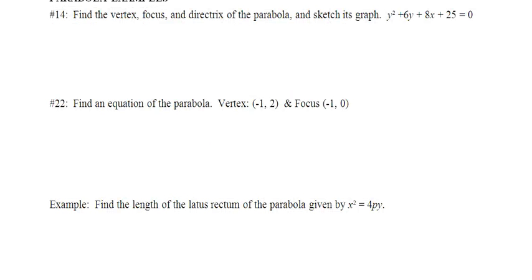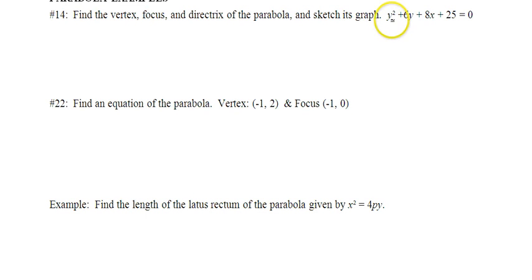The first one here is number 14 out of your book, and this just goes back to our basic knowledge of parabolas. We want to find the vertex, the focus, and the directrix of a parabola and sketch its graph. We are given the standard equations. We have y squared plus 6y plus 8x plus 25 equals 0. Well, what I usually do is figure out what one is squared, because if it's a parabola, you're only going to have x squared or y squared.